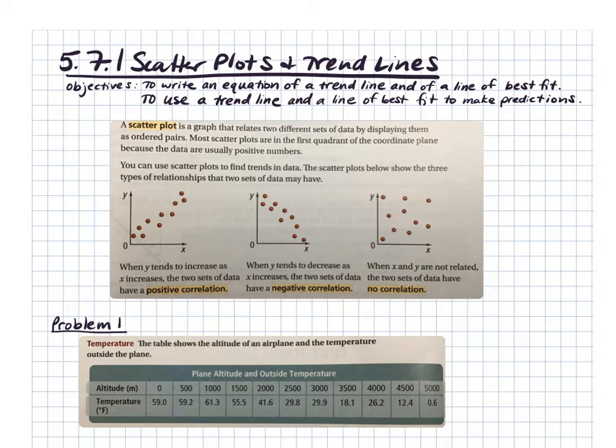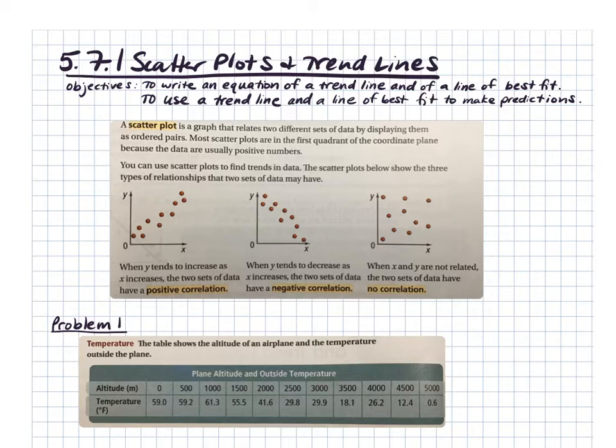This is the first half of section 5.7, scatter plots and trend lines. The objectives of this lesson are to write an equation of a trend line or line of best fit, and to use a trend line and a line of best fit to make predictions. Actually, writing the equation will be the second part. We'll make predictions in this one as well, but we won't write an equation until next time.